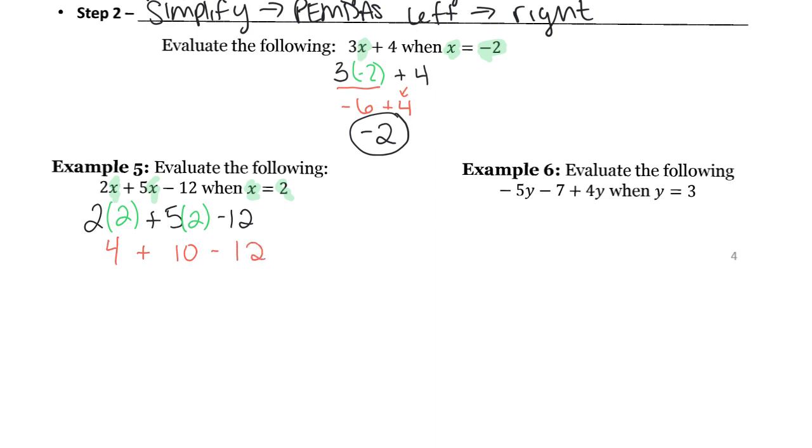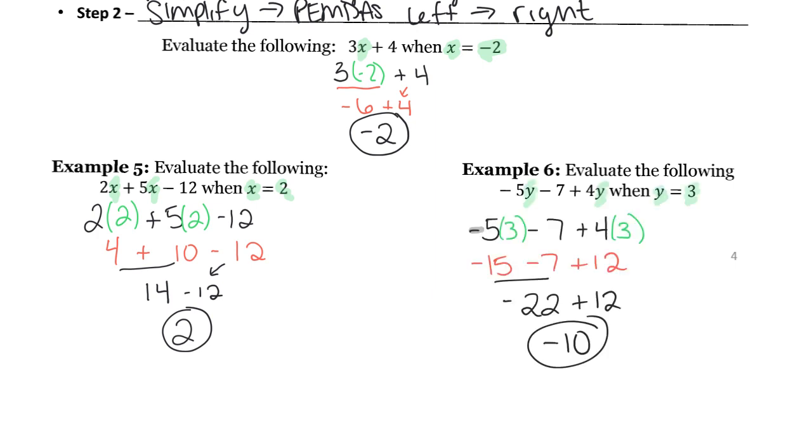And now we go left to right. So we do 4 plus 10 is 14. Bring down the minus 12. 14 minus 12 is 2. And that's our answer. So I want you to pause and try example 6 on your own. So pause this and try example 6 for me.